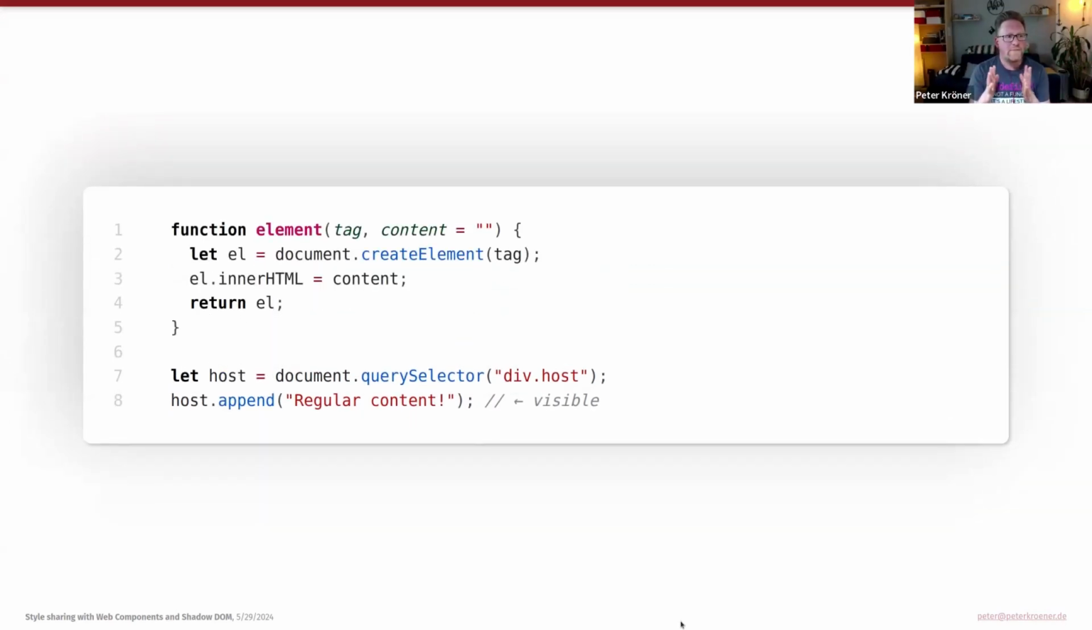And just to make my life a little bit easier, let's assume that this element function exists that simply creates an element and adds contents to the element and then returns the element, so that I can simply have a one-liner to create an element and also set its inner HTML, just for convenience's sake. Okay, so let's create some content, shall we? So let's take our regular content, shove it into a p element, and append the p element to the host.